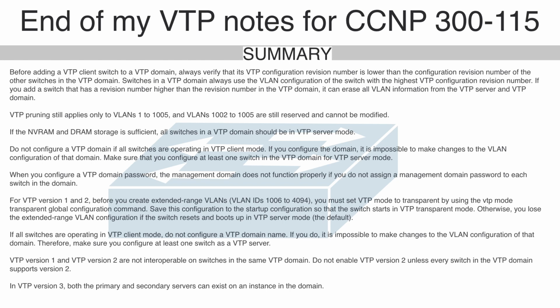VTP version 1 and VTP version 2 are not interoperable on switches in the same VTP domain. Do not enable VTP version 2 unless every switch in the VTP domain supports version 2. In VTP version 3, both the primary and secondary servers can exist on an instance in the domain.